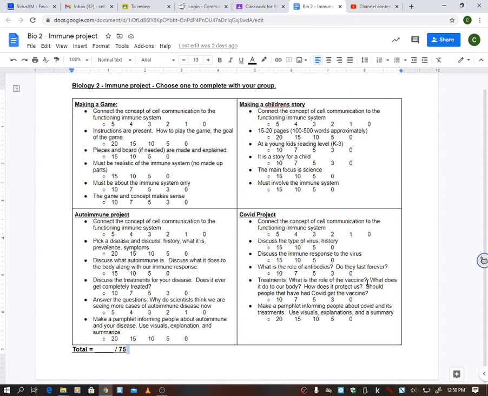Treatments. What is the role of the vaccine? What does it do to our body? How does it protect us? Should people that have had COVID get the vaccine? These are some questions I've heard from everyday people. So see if you guys can answer those, and then make a pamphlet. Once again, it's like the autoimmune. You're going to make a pamphlet just kind of discussing and telling people about COVID and its symptoms, what it's about, and maybe how to treat it.